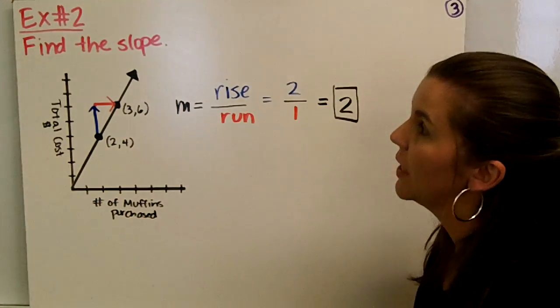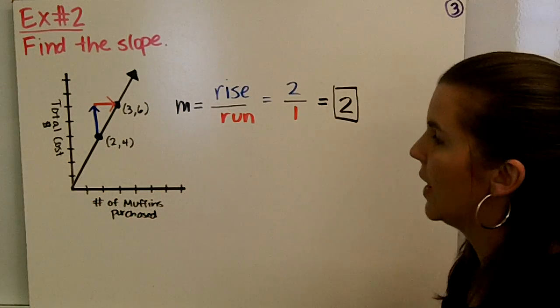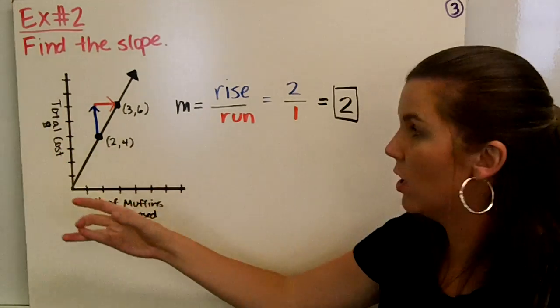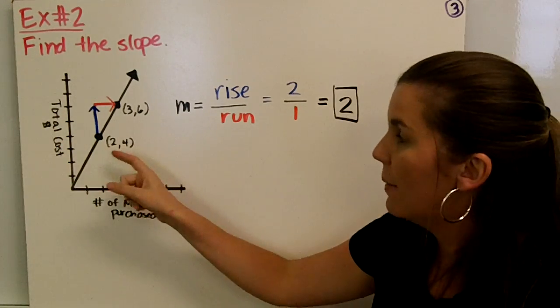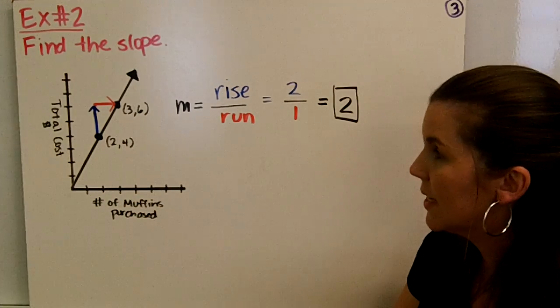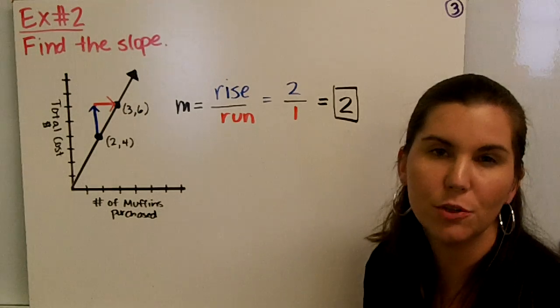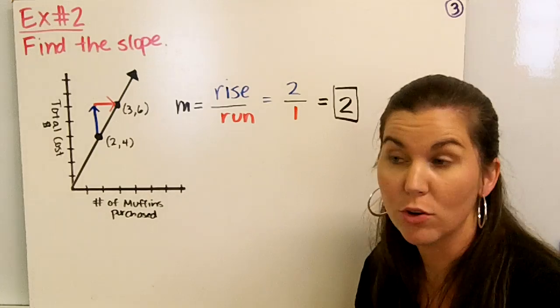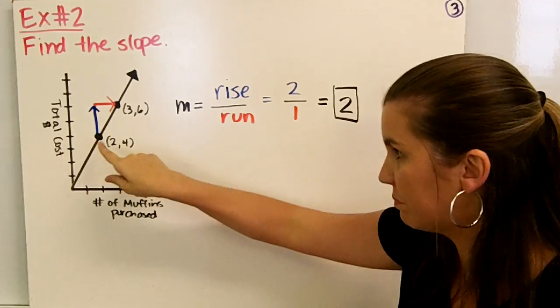Example number 2, find the slope. So I've drawn a graph, and this is the number of muffins purchased and the total cost. So I picked a couple points that are on the line, 2, 4, and 3, 6. And you can choose any 2 points as long as they fall on the line, and you can see where the crosshairs are so you can count them.